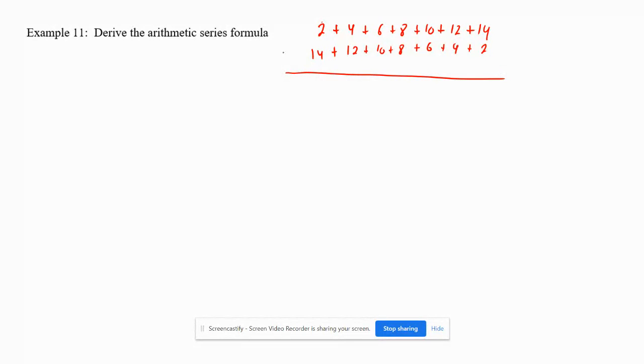Now, if I add these two series together, I get 2 plus 14 is 16, 4 plus 12 is 16, 6 plus 10, and everything's going to be 16 when I add these together. Or I have 1, 2, 3, 4, 5, 6, 7 sixteens. But then I need to divide it by 2, because really what I've done is I've added this series twice. So if I just want to figure out the series once, it's 7 times 16 divided by 2, which gives me an answer of 56.